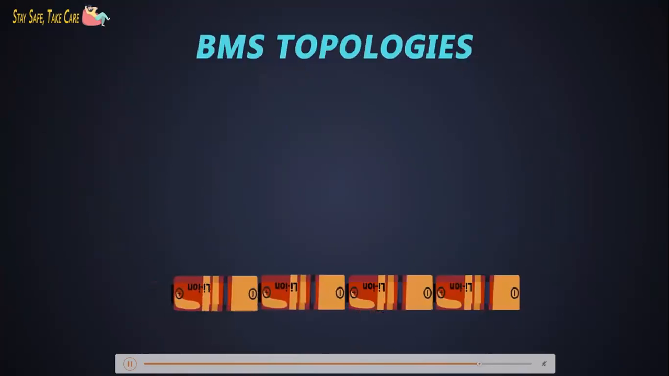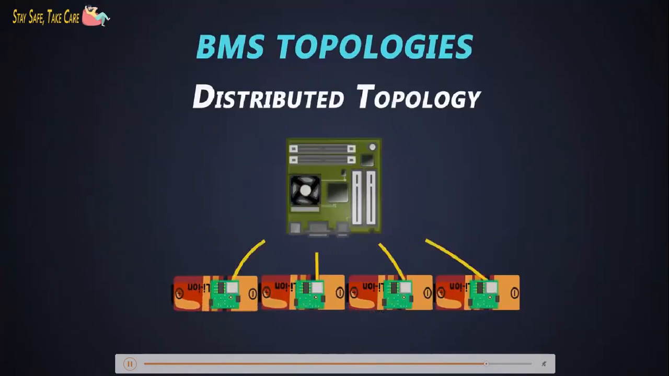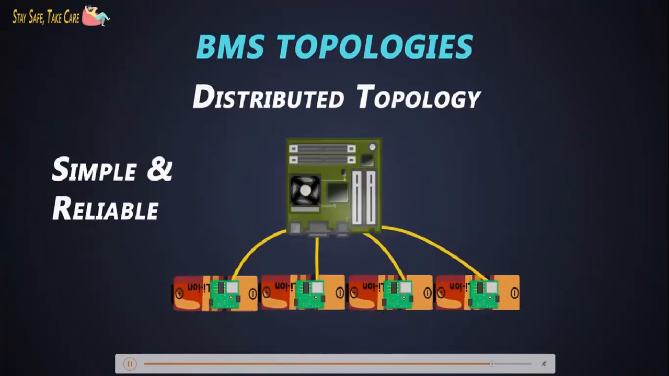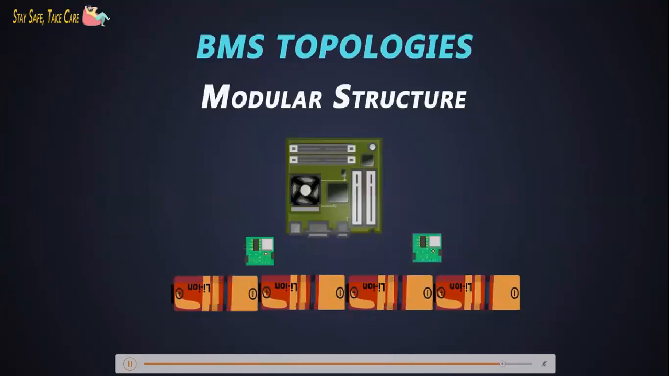It shows how we can connect these cells with a BMS. First, the distributed topology. In this topology, there are small voltage and discharge monitor circuits which communicate with the master controller of the BMS. The advantage of this design is that it is simple and reliable to implement, with high reliability. The disadvantage of the system is it requires a large number of small PCBs and becomes difficult to mount on every cell.